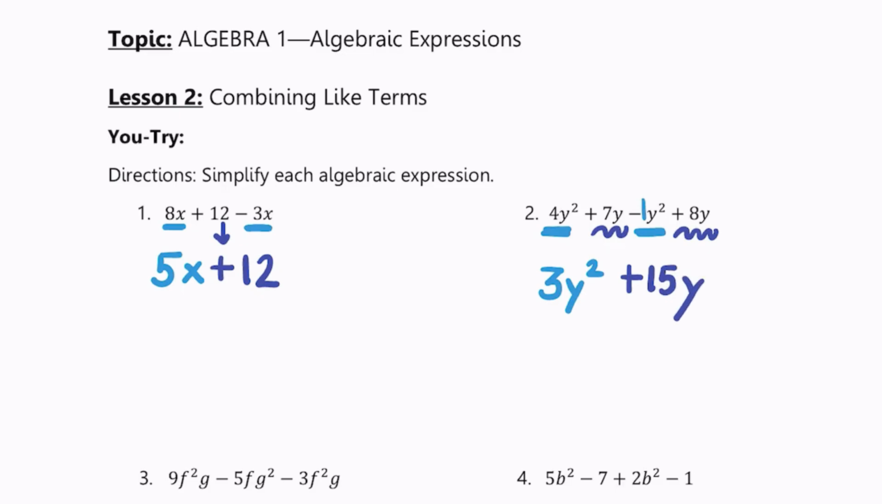We cannot combine the 3y squared and the 15y, although they are both y's. One is to the second power and one is to the first, so they are not like terms.